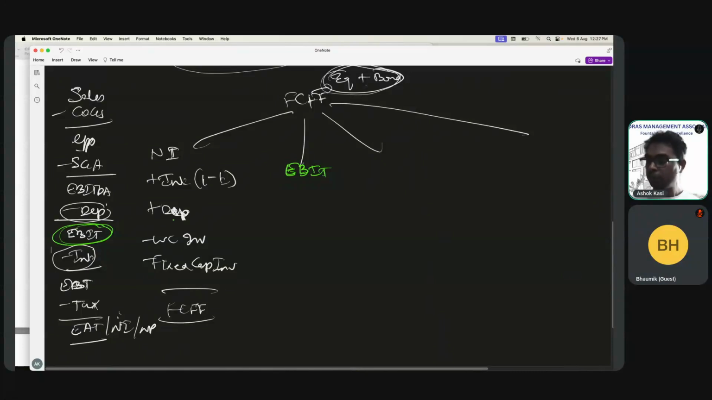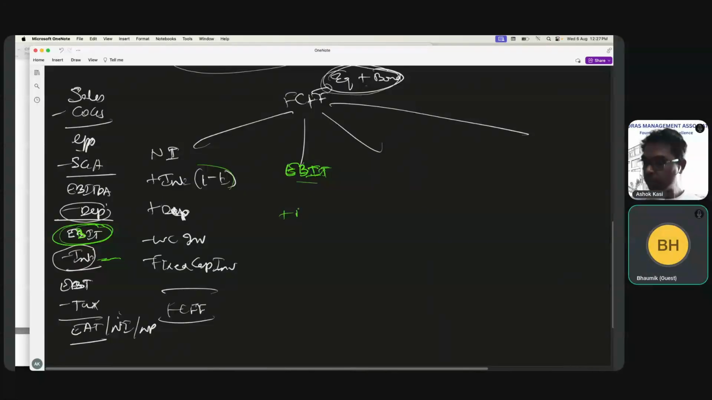Now from EBIT, that means earning before interest and tax, interest is still there with us. So we'll add everything except interest. We'll do the EBIT same, except we don't have to add back interest, because interest is still there with us.